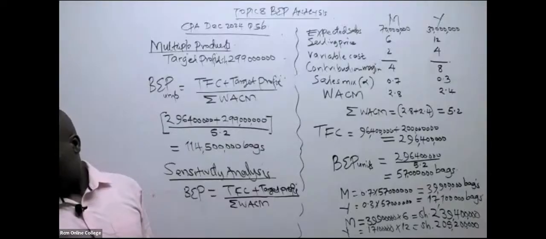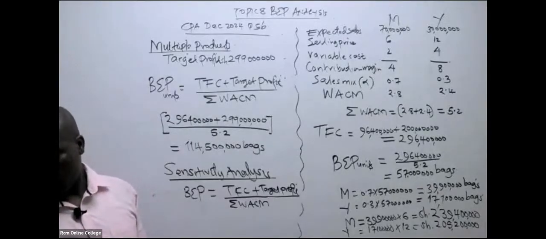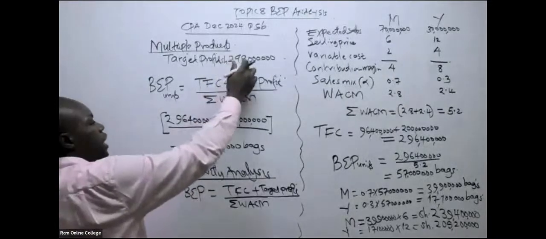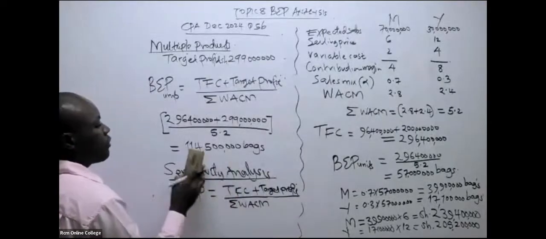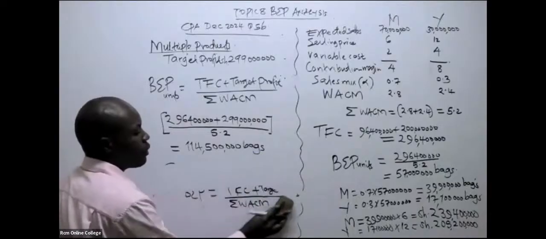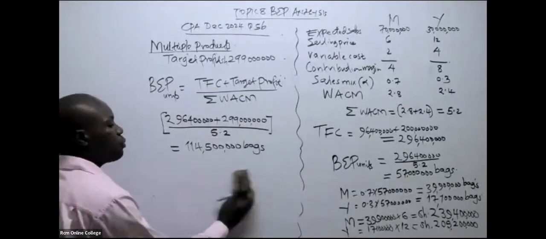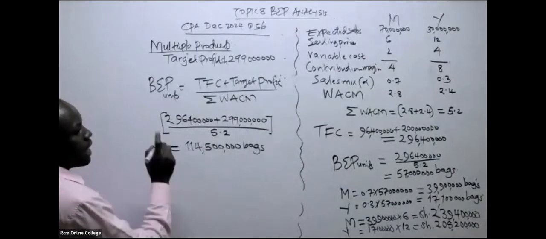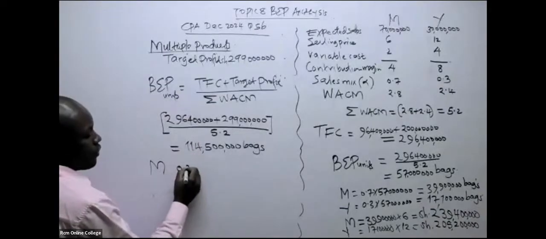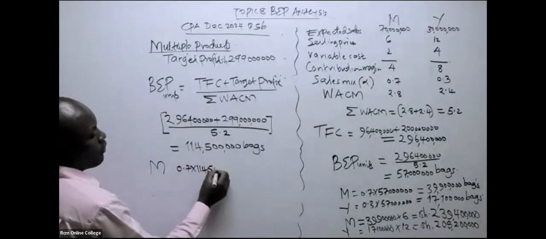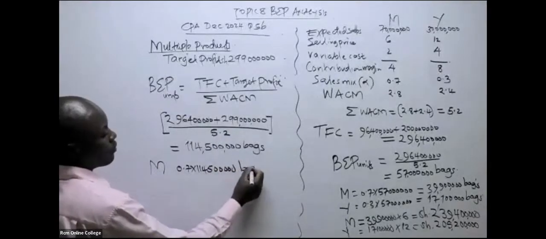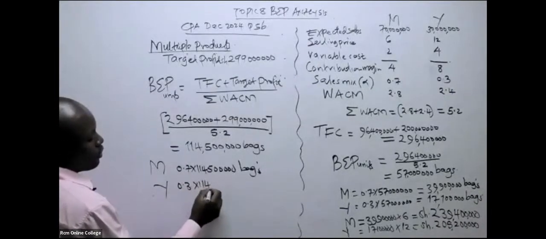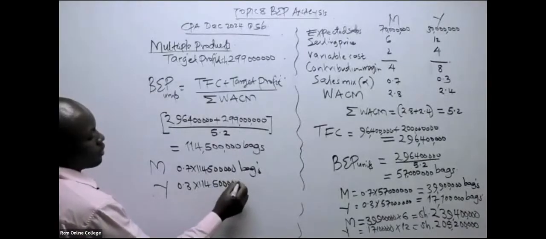So we're getting 114,500,000 bags. So for you to have this target profit of 299 million, you must sell 114,500,000 bags. But can we now distribute these bags to each product? Let's say we want to know the specific quantity of product M to be produced. I'll take the original sales mix ratio of 0.7 by 114,500,000 bags. Then for Y, I'll take 0.3 times 114,500,000 bags.